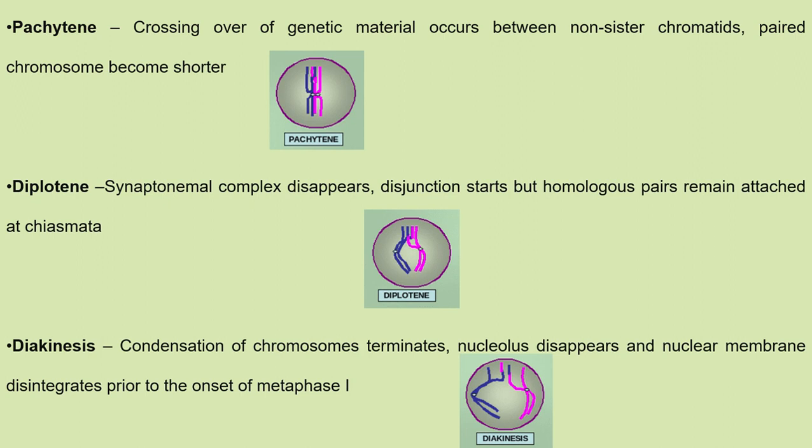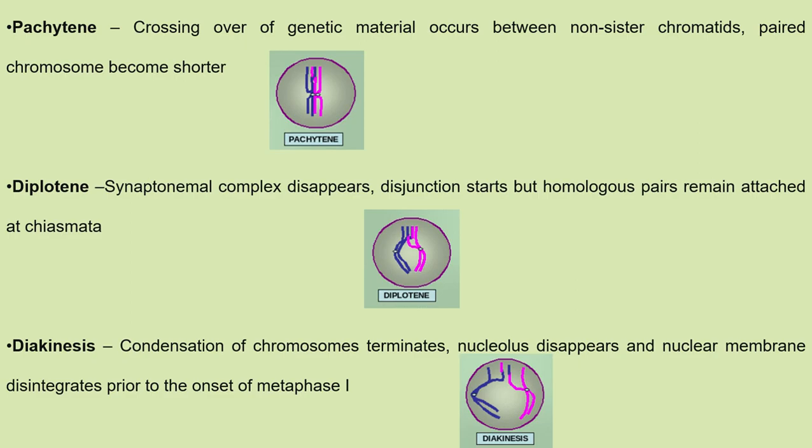The paired chromosomes become shorter. Once the synapse is formed, it is called a bivalent and crossing over can occur. The synaptonemal complex is complete, thus allowing chiasma to form. 2 sister chromatids separate from each other, but the homologous chromosomes remain attached. This stage is followed by diplotene.